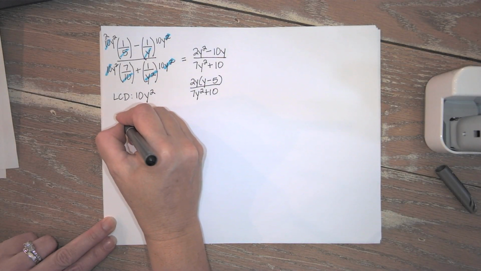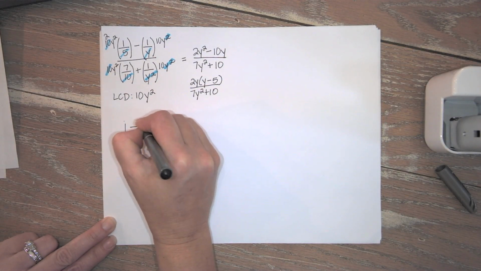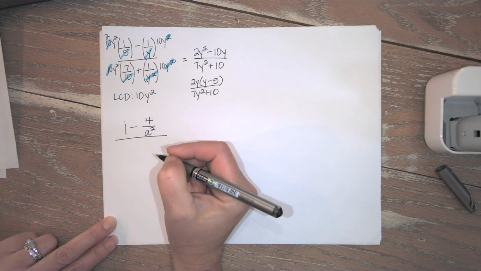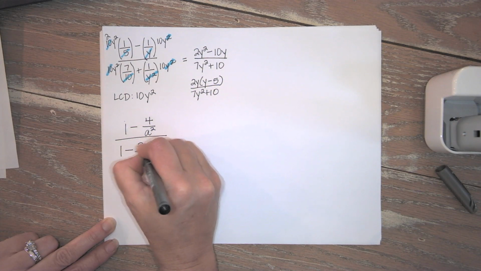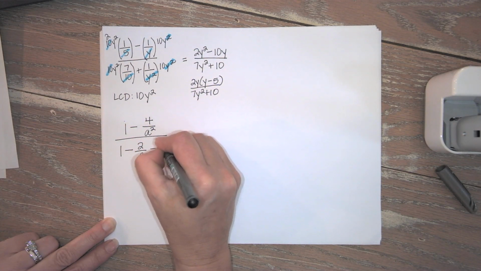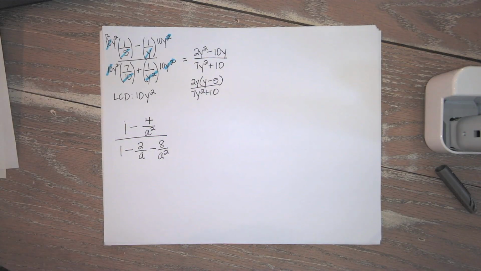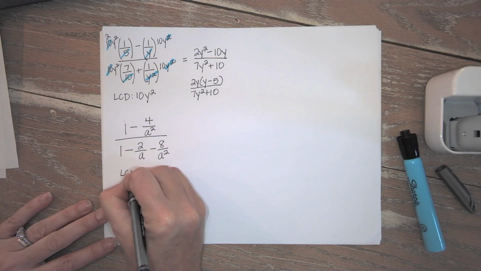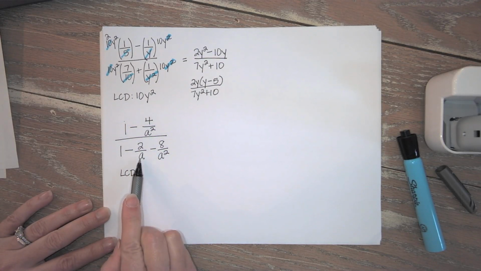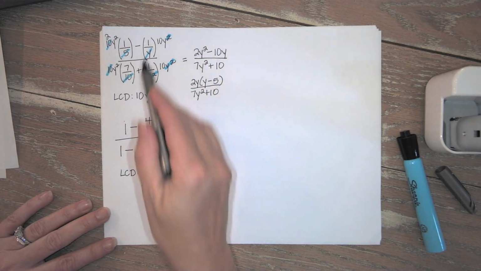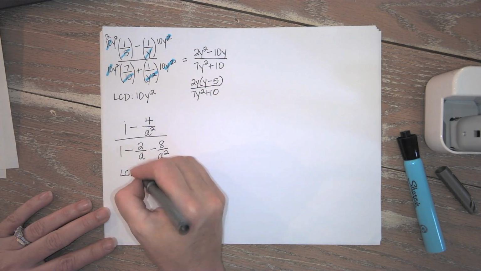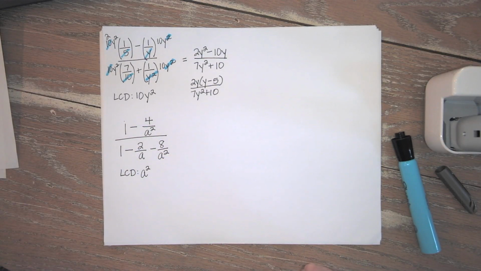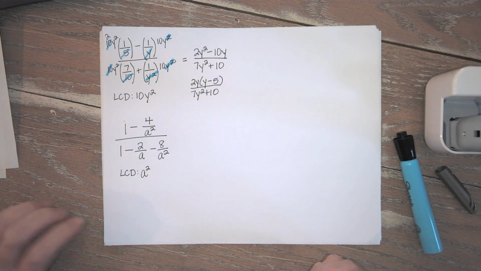All right, let's see. One minus 4 over a squared over 1 minus 2 over a minus 8 over a squared. Okay, we got a whole lot of fractions going on here. We need to find the least common denominator for all of them. I have an a squared, I have an a, and I have an a squared. And like I said up here, if you have a's to different powers, you need the highest power that you see in your common denominator.